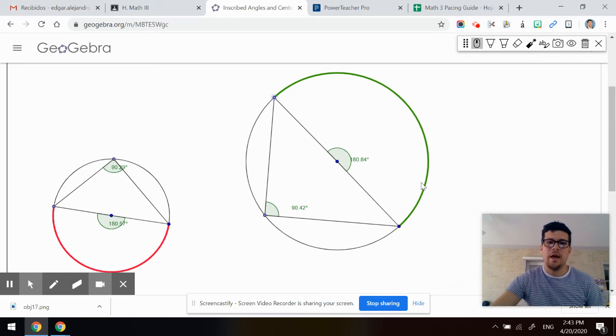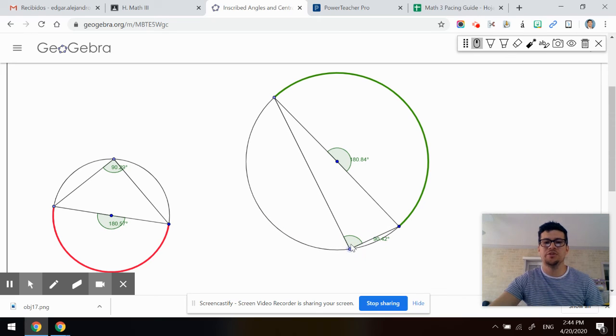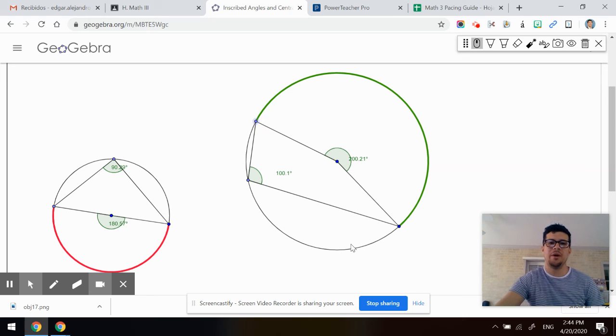The cool thing about this is that no matter where I move this point, that angle is always going to be half of the arc that it intercepts, half the measure of the central angle. So this continues to be 90 degrees no matter where I move it. Same if I create an angle larger than 180. If I make an angle of, let's say, 200 degrees, notice how my inscribed angle is now a 100-degree angle.